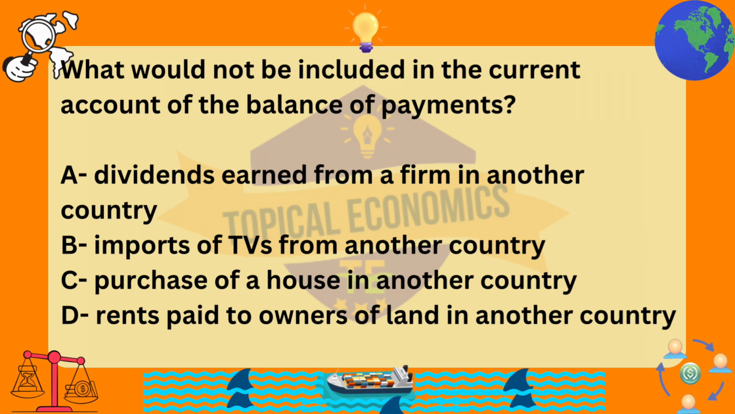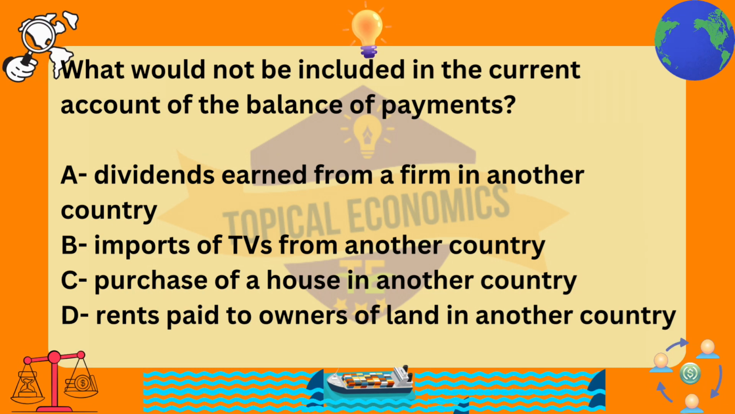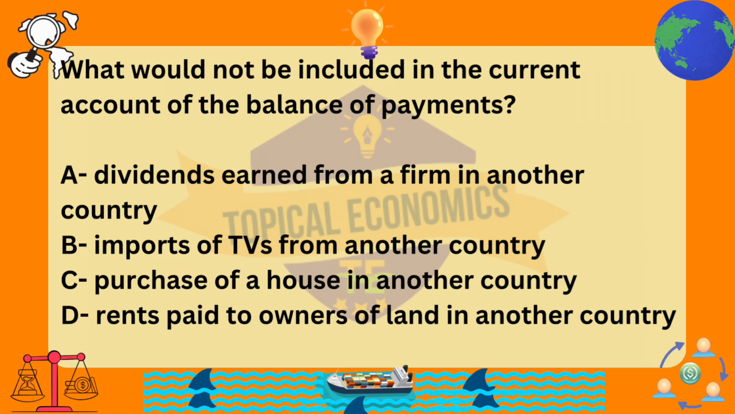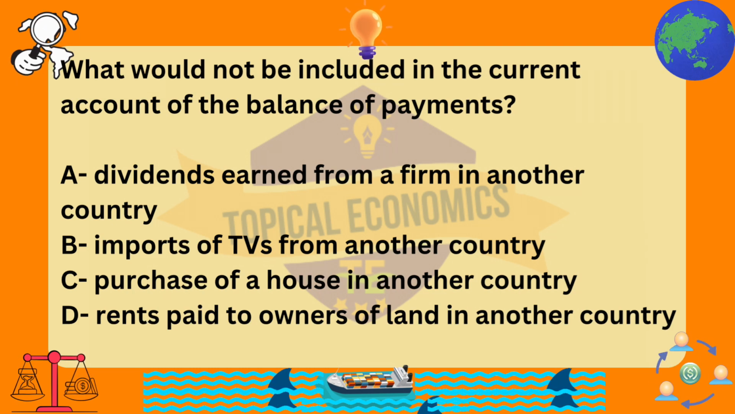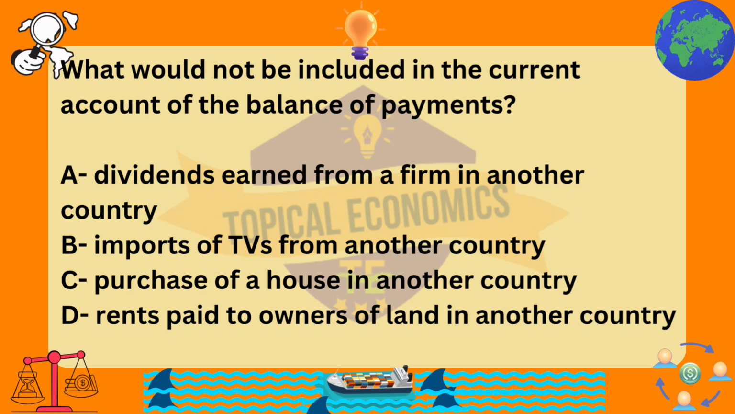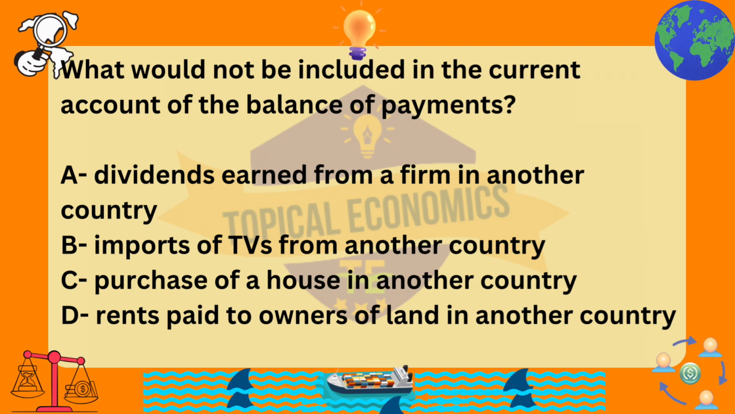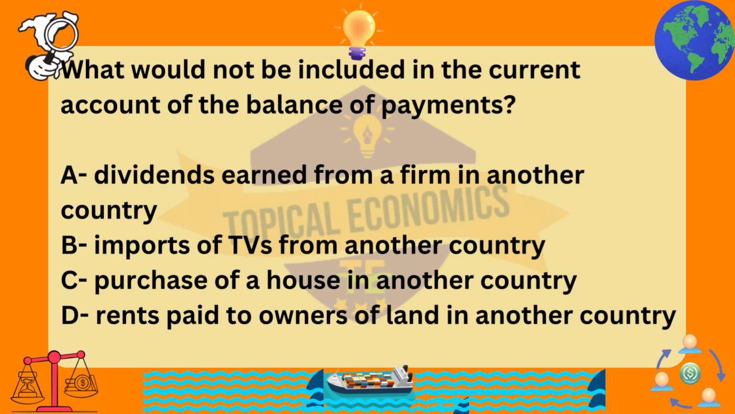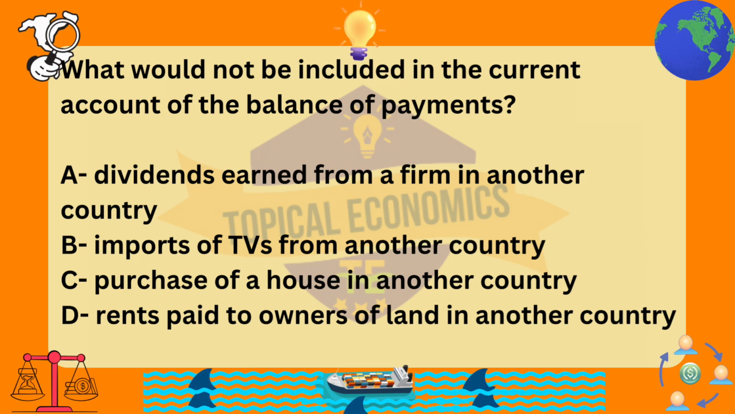The other options are all part of the current account. Option A. Dividends earned from a firm in another country are included because they represent income from investments abroad, falling under the primary income category of the current account. Next, option B. Imports of TVs from another country would also be recorded in the current account, specifically under the trade in goods section, as it reflects the purchase of a physical good from another country. Similarly, option D, rents paid to owners of land in another country are part of the primary income category, as they are payments for the use of foreign property.